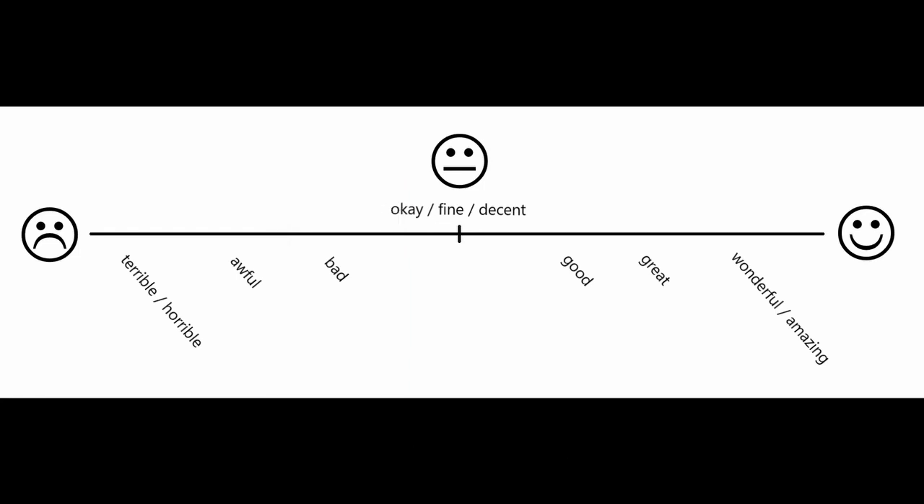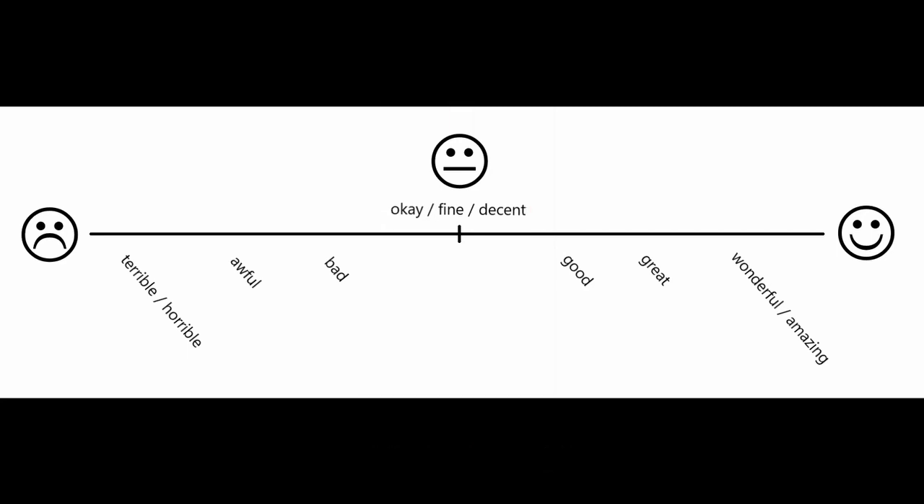In the middle of the chart, we see the neutral adjectives okay, fine, and decent. These words mean that something is not good and not bad, just in the middle. Let's see it in context. The pizza was okay. The class was fine. He's a decent singer.